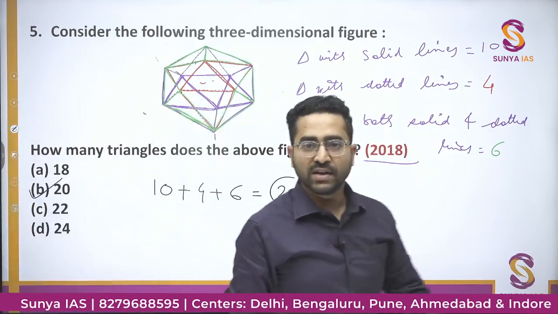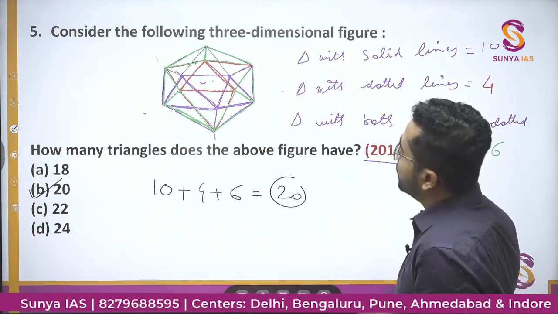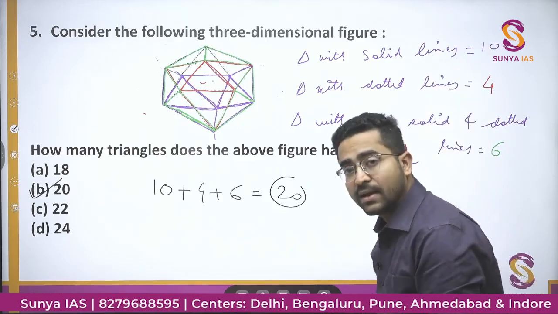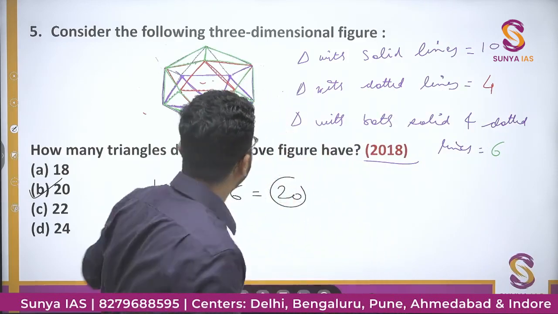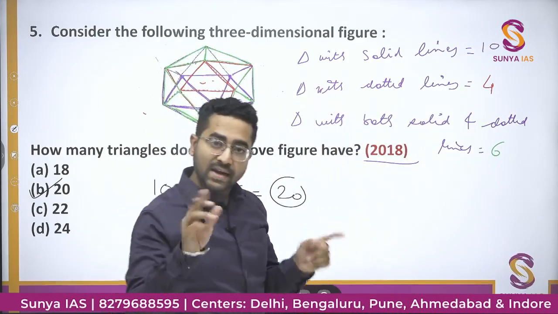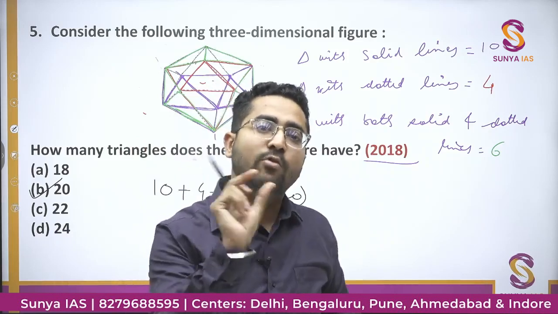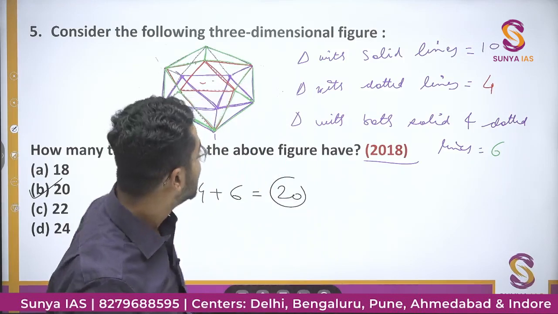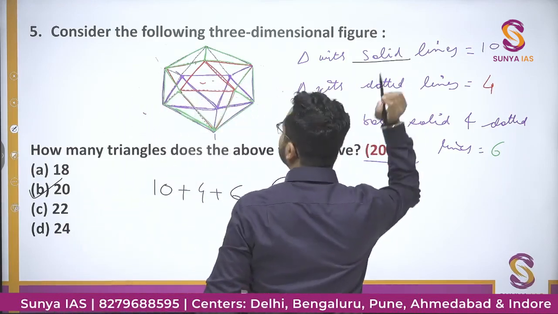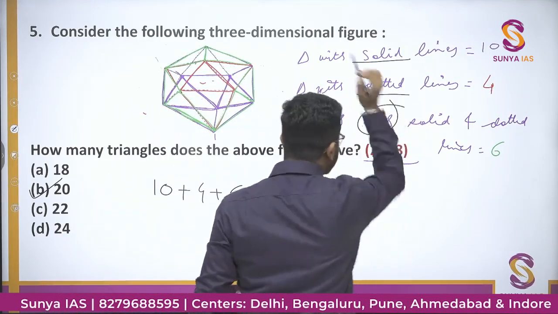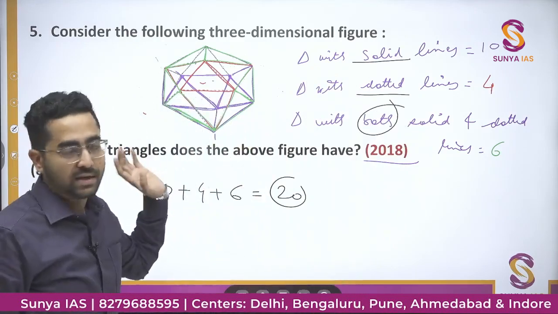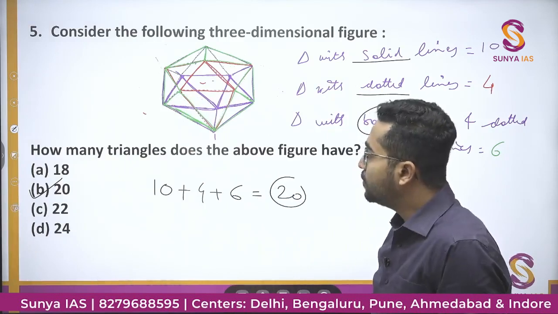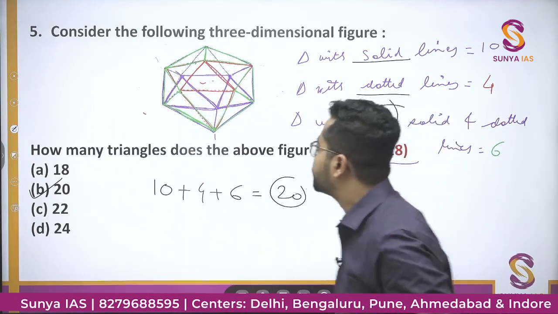Koi aur triangle to yahan possible nahi hai? Nahi. So this was a somewhat confusing question. Isliye aapko systematic approach follow karni hai. Earlier what I had bifurcated? The number of boxes. One box, two box, three box se kitne ban rahe hai? 4, 6, 9, hai na? Yahan pe maine kaise bifurcate kiya? Solid se kitne ban rahe hain, dotted se kitne, both se kitne, and then I have added these triangles. Theek hai? To koi doubt yahan pe aapko? Nahi.